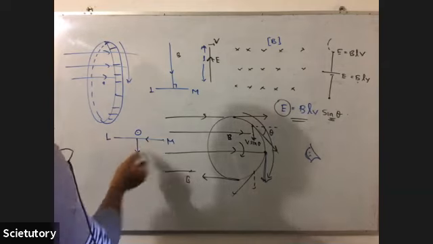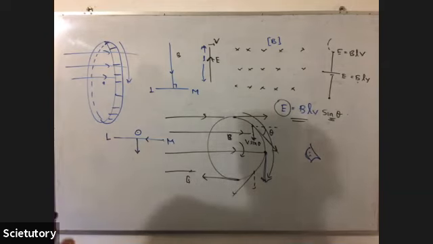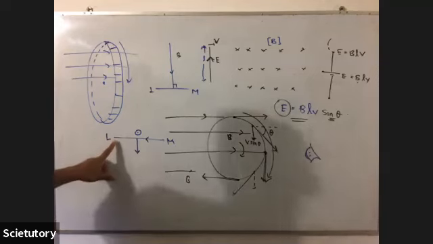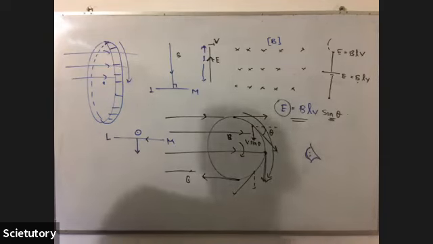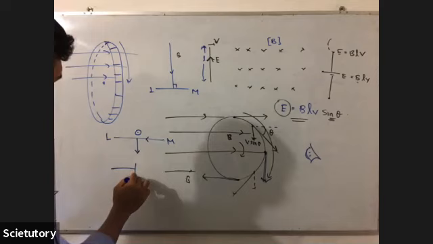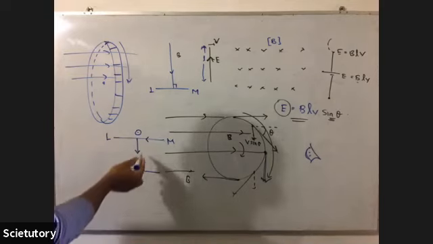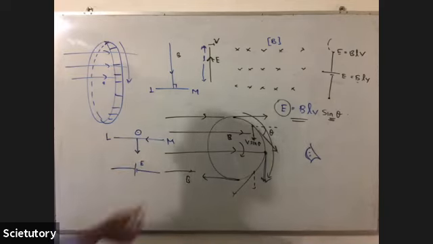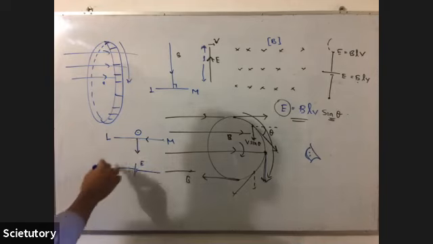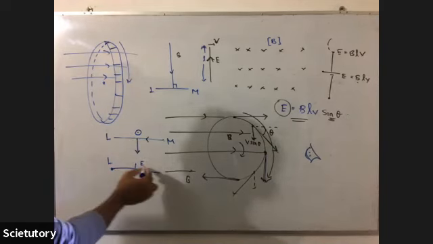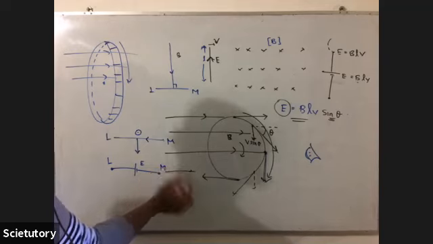So which has the highest voltage, L or M? L, no? L. So it's like this. The cell is connected like this. It's similar to this. So L has higher voltage when compared to M.